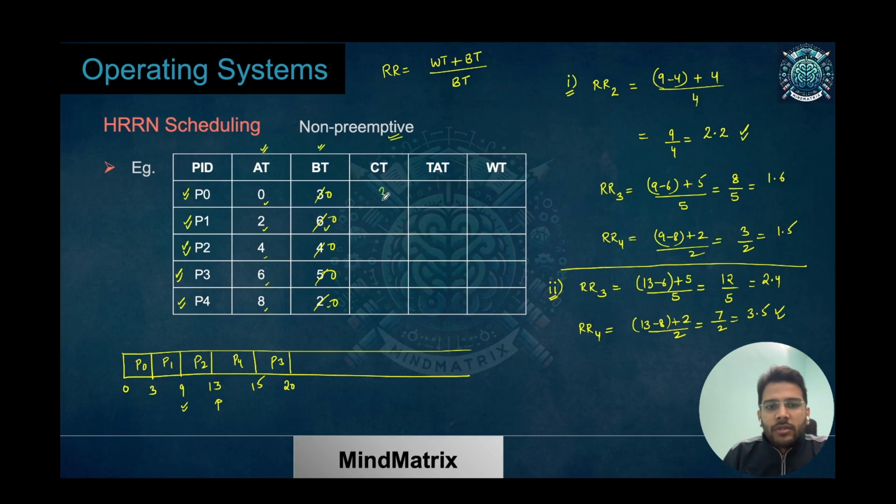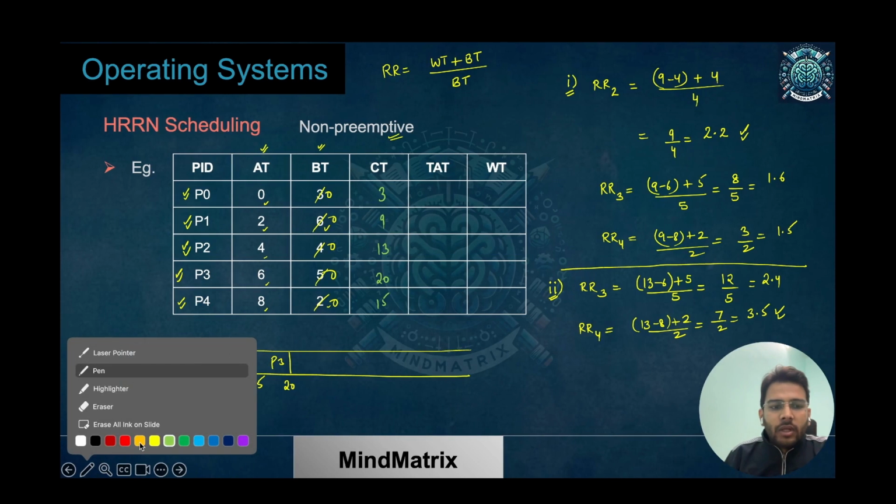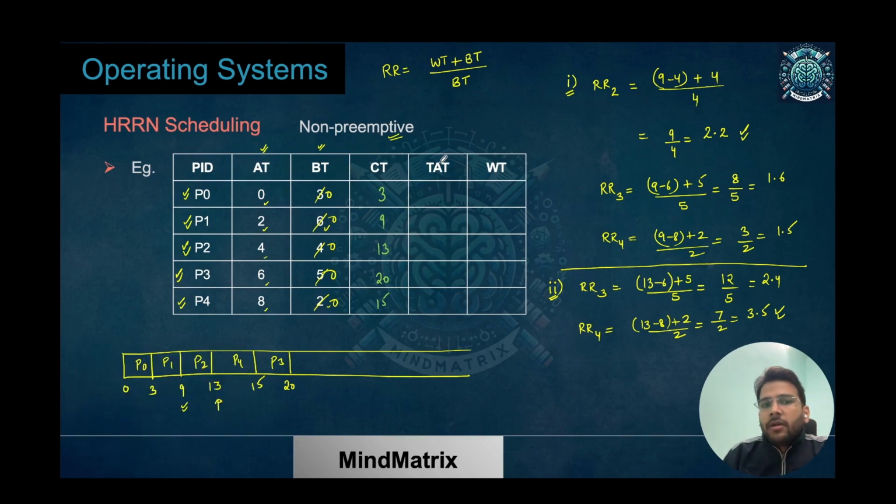Now we can write the completion time of all these processes. For P0 it is 3, for P1 it is 9, for P2 it is 13, for P3 it is 20, and for P4 it is 15. We can find the turnaround time, and turnaround time is nothing but completion time minus arrival time. So 3 minus 0, it is going to be 3, 9 minus 2, it is 7, 13 minus 4, it is 9, 20 minus 6, it is 14, 15 minus 8, it is going to give you 7.